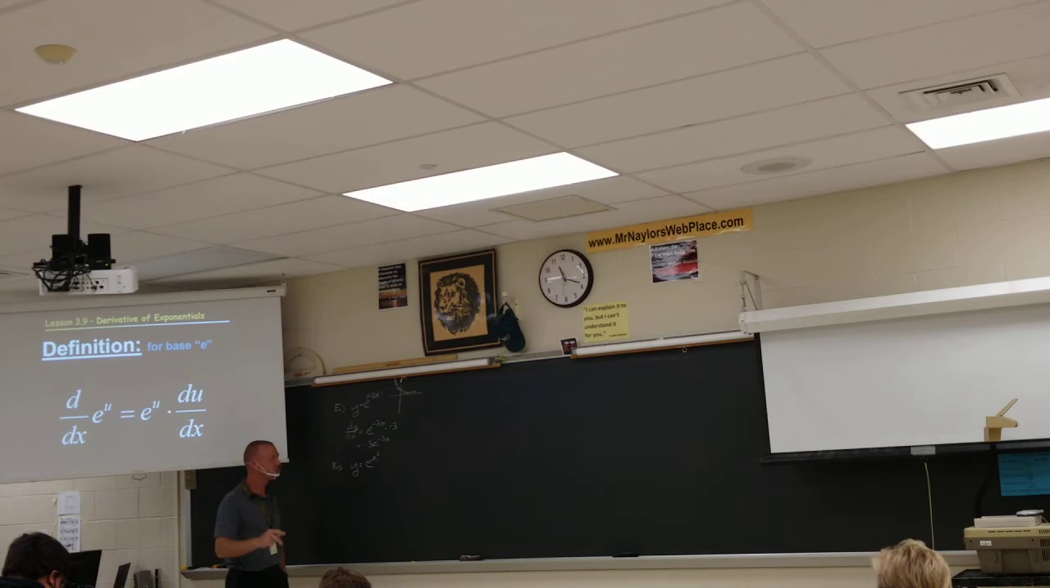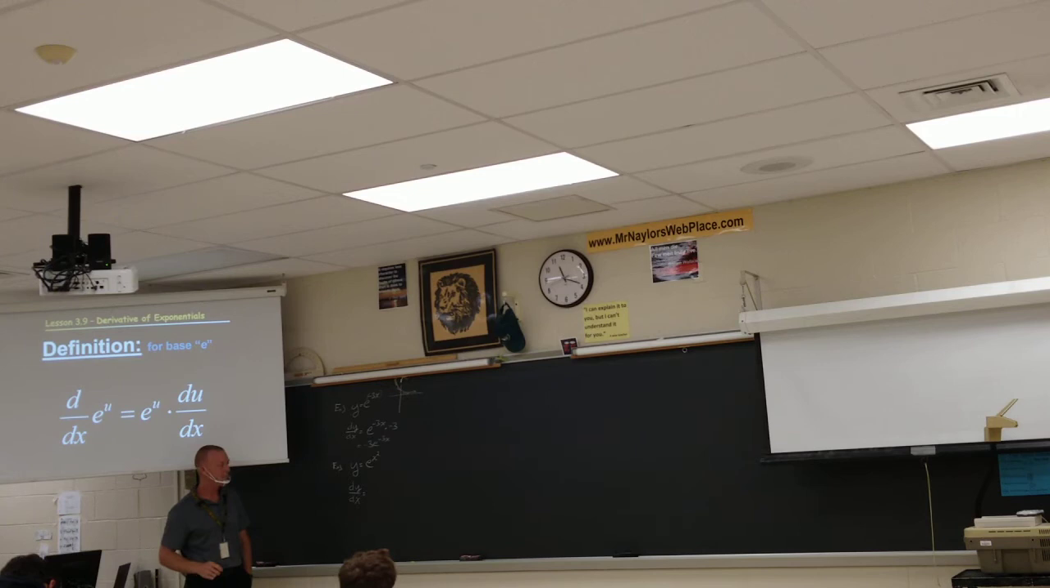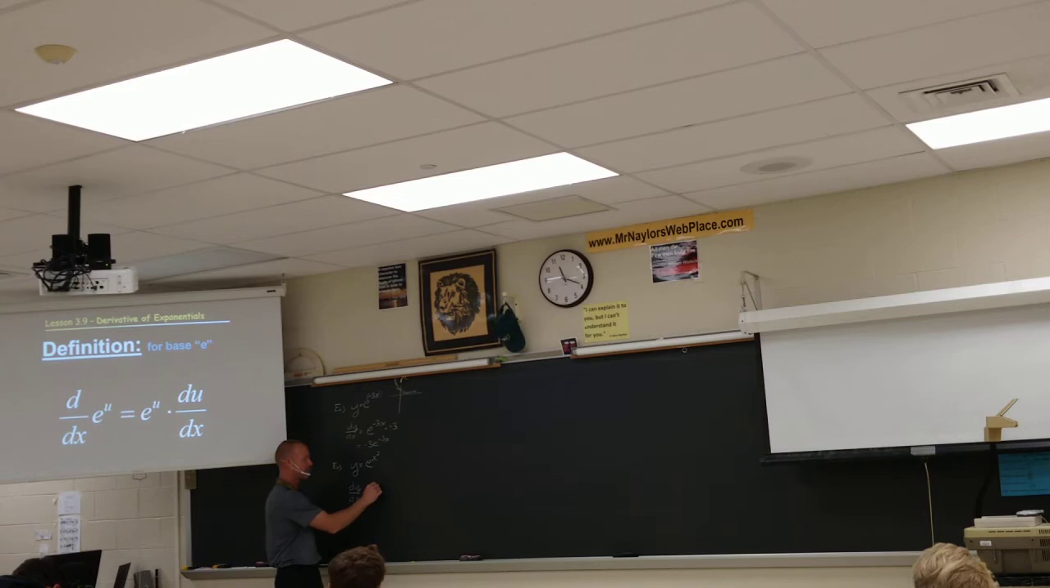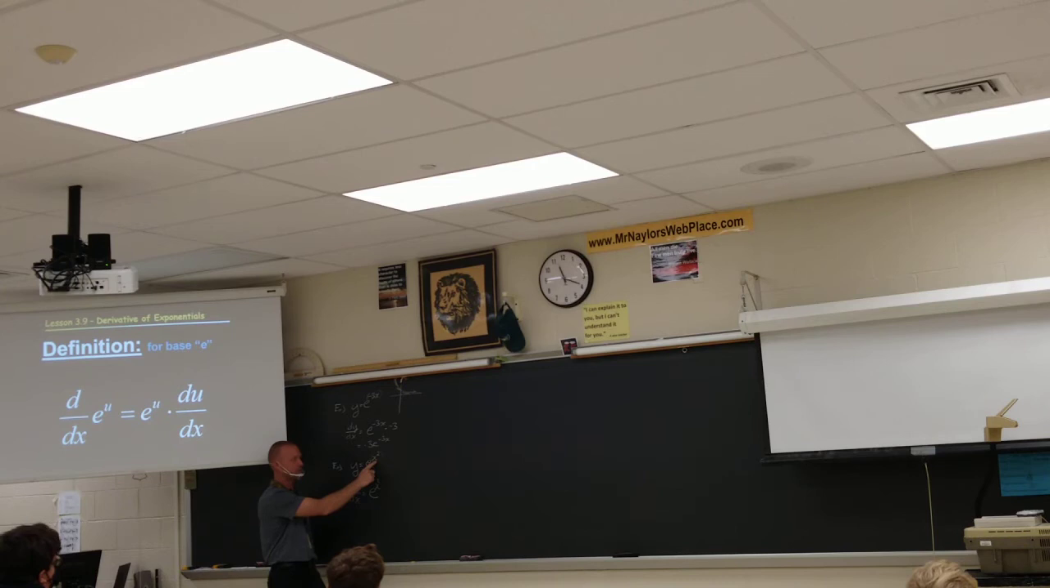Good stuff. e to the x squared, it's still in the family. It's in that e to the x family. It's called exponential. The derivative is the same thing. Isn't that neat how that works? You just write down the same thing. But then you do the derivative of the inside. Then you do the chain rule. Now, the derivative of the inside is like the derivative of the exponent. So the derivative of x squared, of course, is 2x.